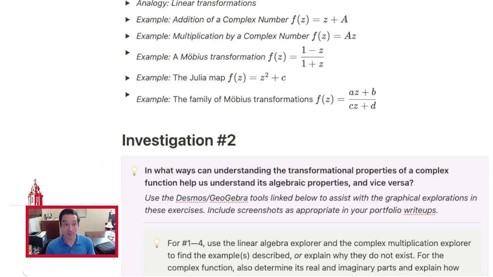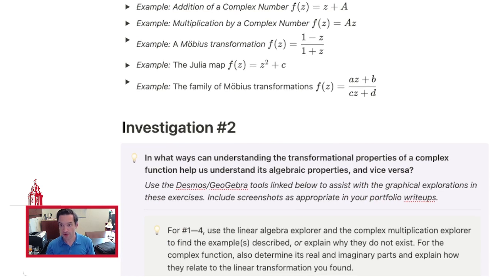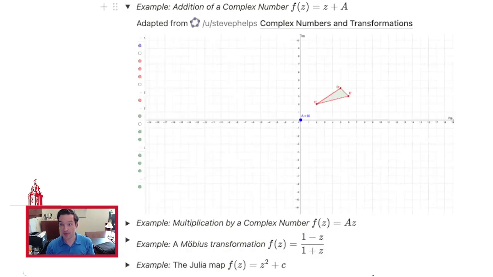Now, coming back to complex functions, away from linear transformations, let's take some basic examples. Starting with, what does it look like if I have a transformation which is defined just by adding a complex number? So the function f of z equals z plus a constant. I'm adapting this from one of Steve Phelps' activities on GeoGebra. He wrote this one for multiplication that we're going to look at next, but I adapted it to be addition.